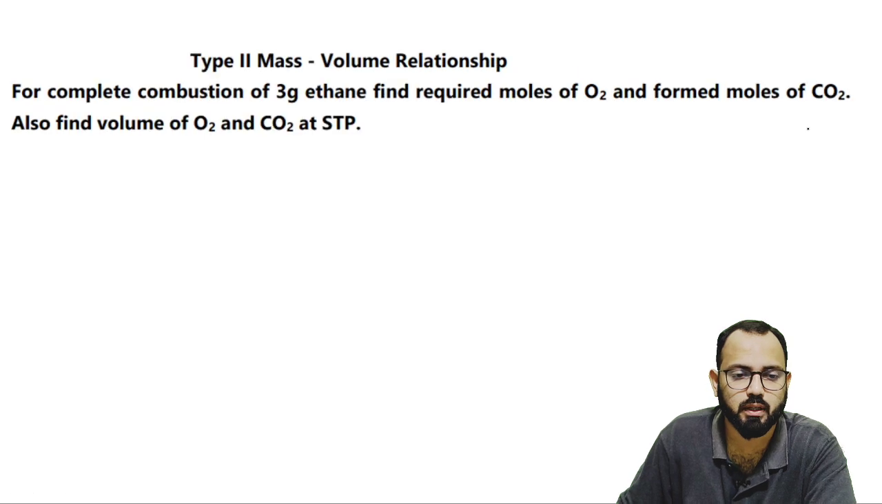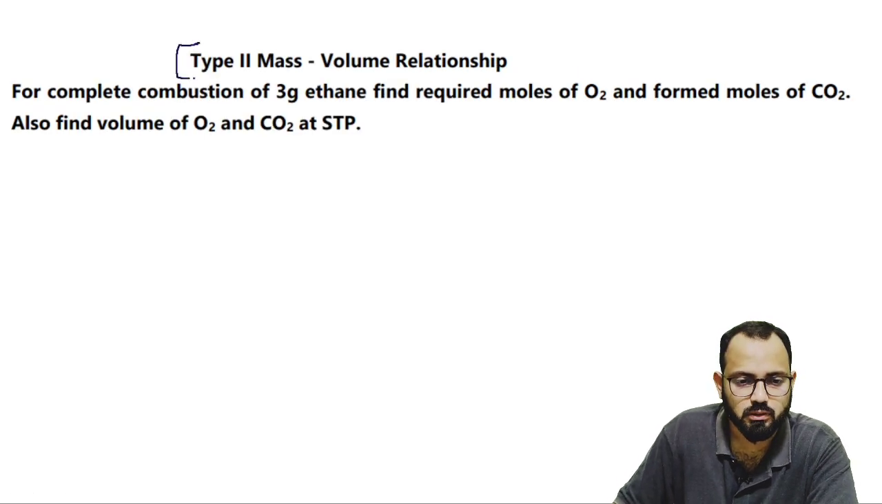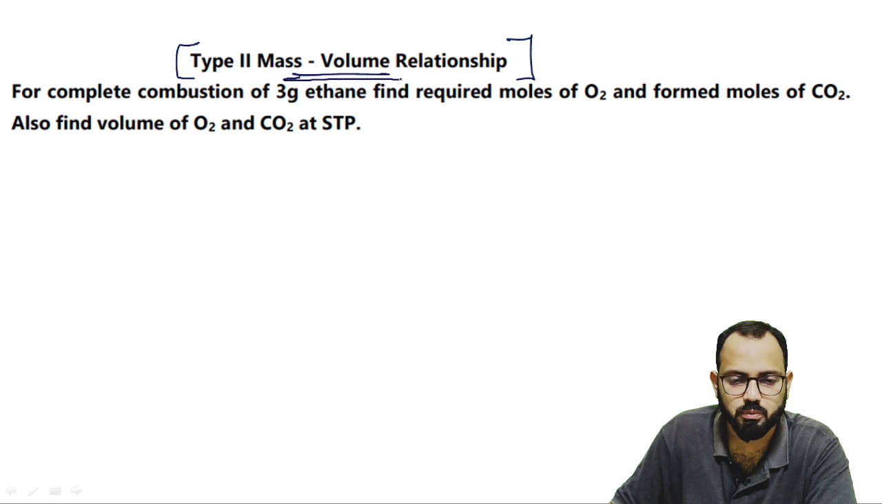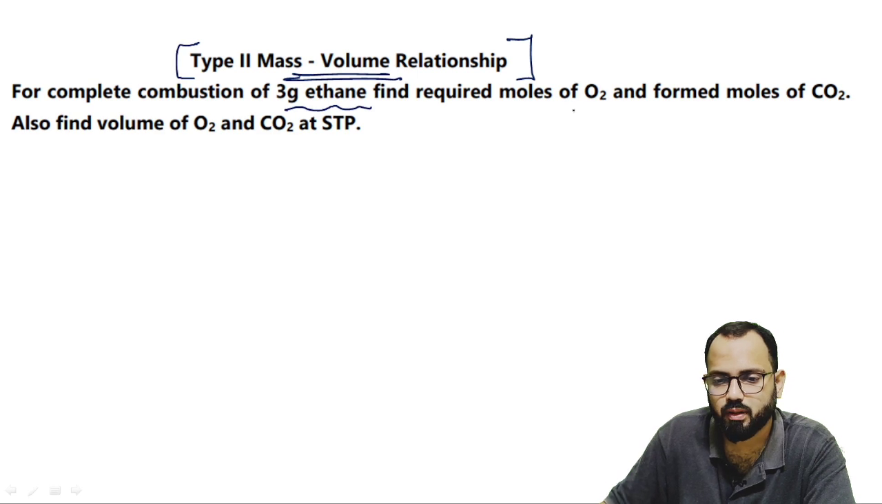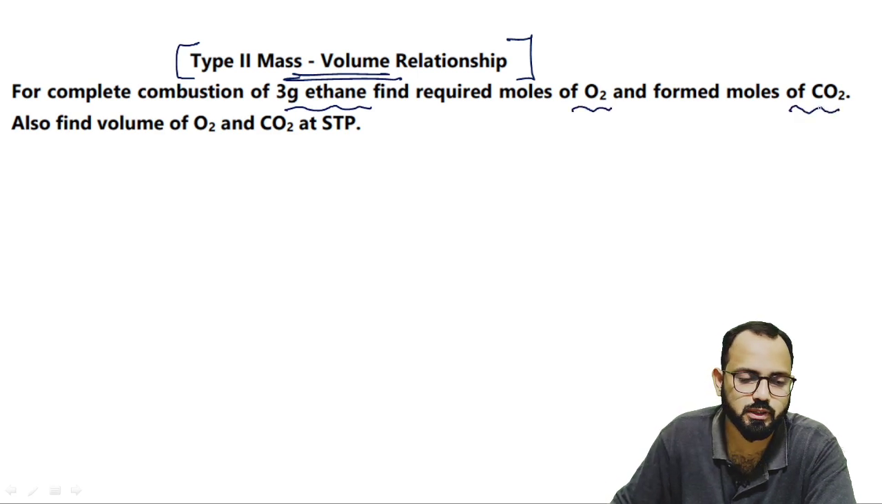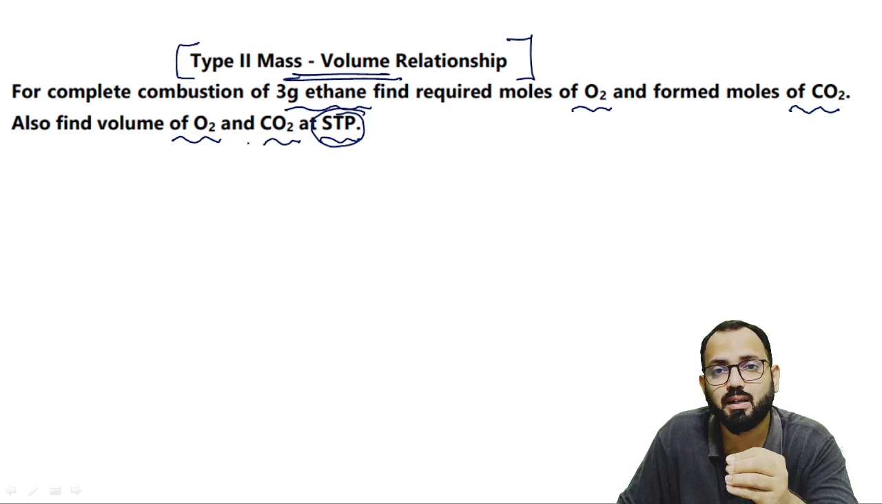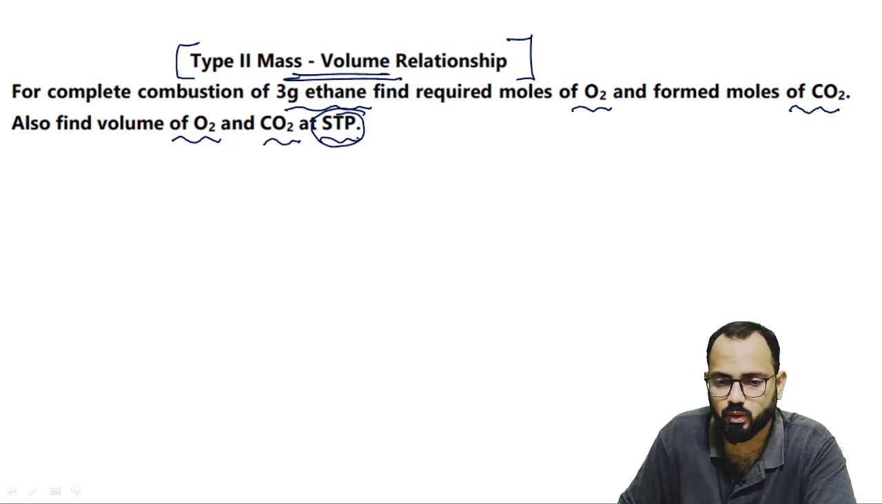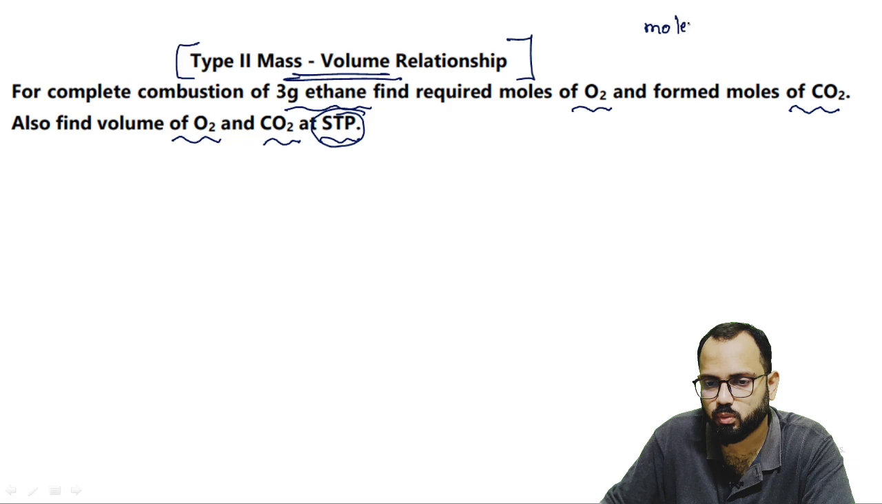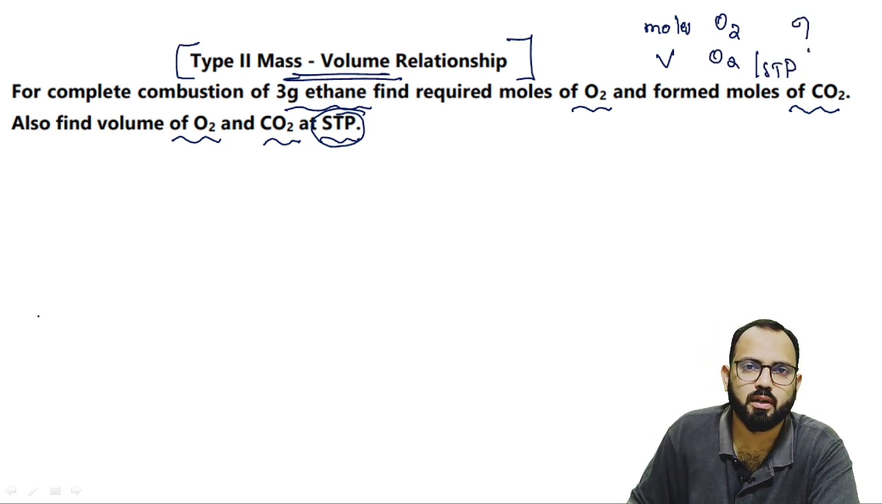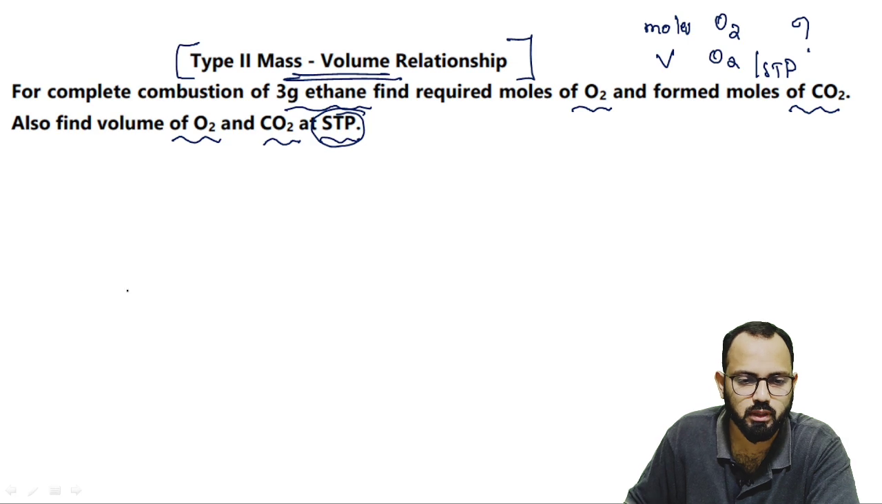Okay, fine. Now next question, type 2: mass volume relationship. What they have given: for complete combustion of 3 gram of ethane, find the required moles of O2 and formed moles of CO2, and find out the volume of O2 and CO2 at STP. They are asking what is the volume at STP. I'll do one thing: I'll find out the moles of O2 as well as the volume of O2 at STP. For carbon dioxide, you can find out the same way I proceed.